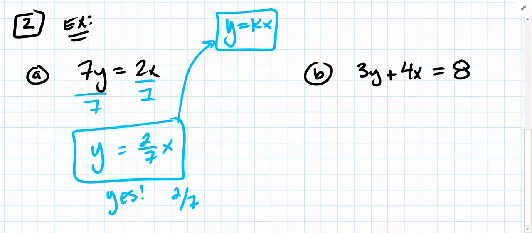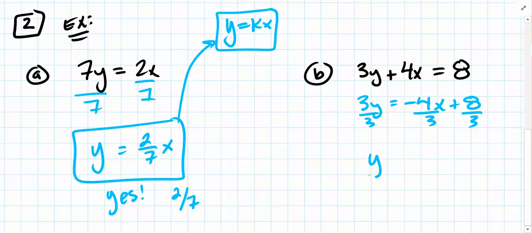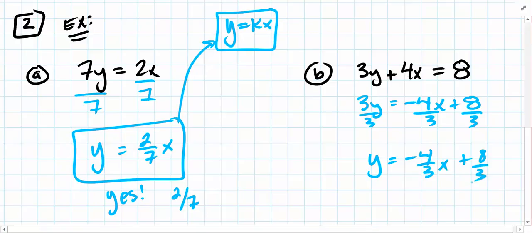Okay, what about this one over here, part B? Well, I want to solve for y, right? So I'm going to get 3y is equal to negative 4x plus 8. So if I divide by 3 everywhere, I get y is equal to negative 4/3 x plus 8/3. Does that represent direct variation? No, it does not. How come? What's different about it? It has the plus 8/3 in the end. So because of that extra constant I'm adding on the end there, it does not represent direct variation, so that one does not.